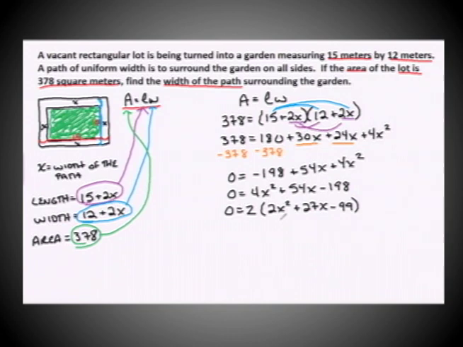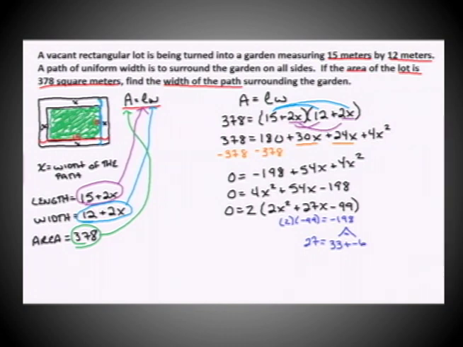So the first step in that is to find a times c, which in this case is 2 times negative 99, which gives negative 198. And we're looking for the factors of negative 198 that add to make 27. And after some playing around with my calculator, I figure out that those factors are 33 and -6.